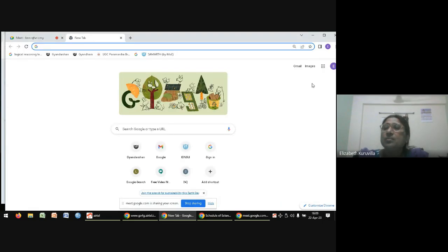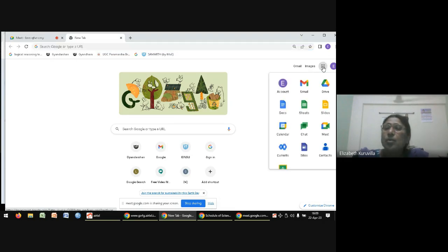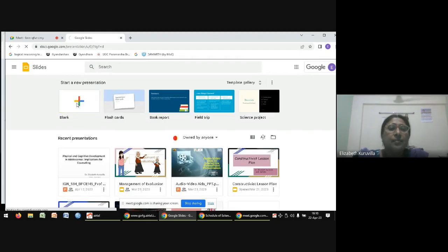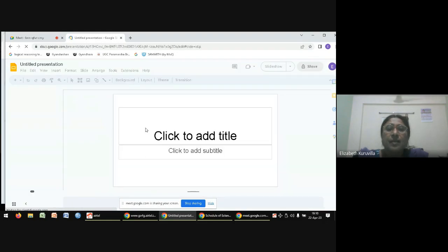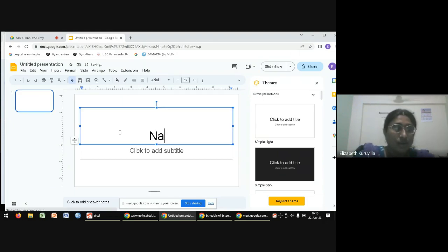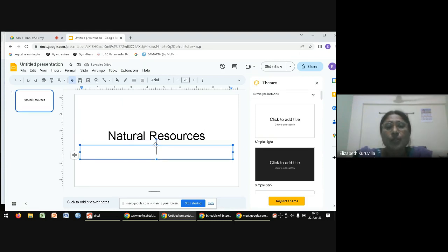So now, for Google Slides, you have to go to your Gmail account. Go to this dot. There it is given slides. Click on slides. There you take the blank slide, and here you can develop. Suppose you are going to develop natural resources. You can add your name and everything. If you don't want, you can delete this part also.